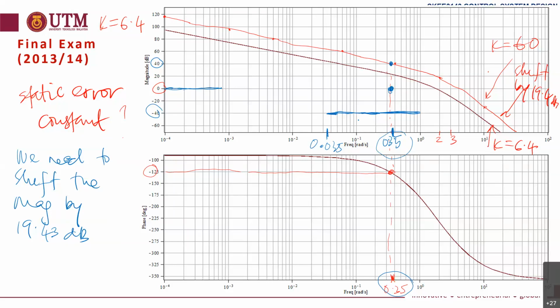Now, how can we connect? Here 0, here minus 40. We will connect by doing a straight line with a slope of minus 20 dB per decade. 1 decade, minus 20. That means this is 1 decade, it will be minus 20 here. So 1 decade becomes a difference of 20.